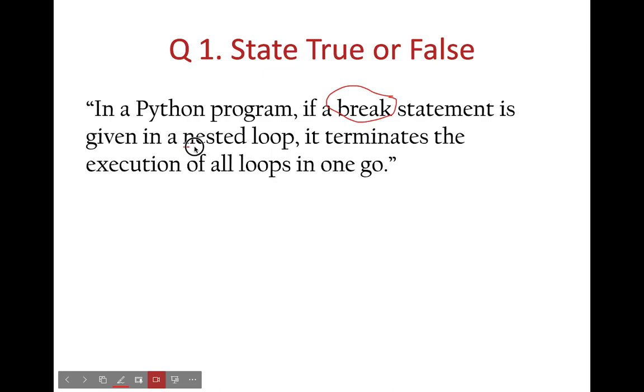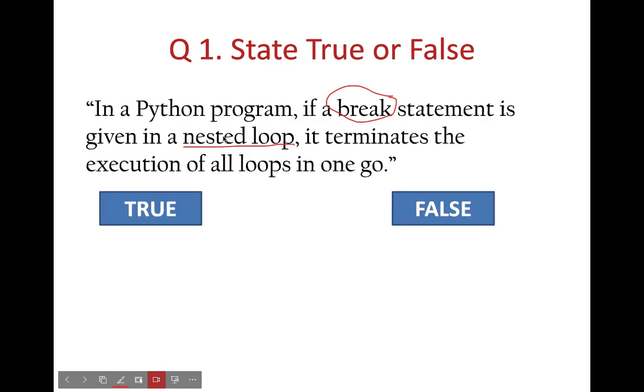Nested loop means what? Nested loop means a loop which contains another loop in its body is known as nested loop. But break statement terminates only that very loop in which it is applied. It does not terminate the execution of all the loops in one go. So is this statement true or false? This is not a true statement, this is a false statement.